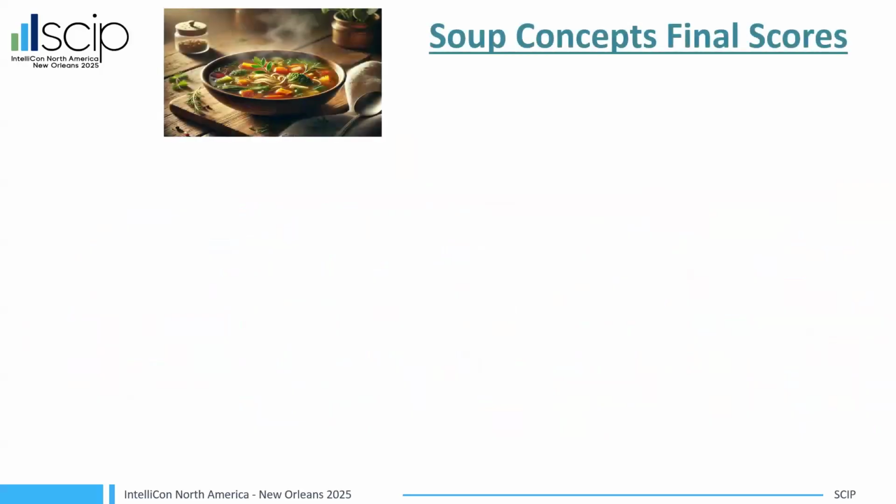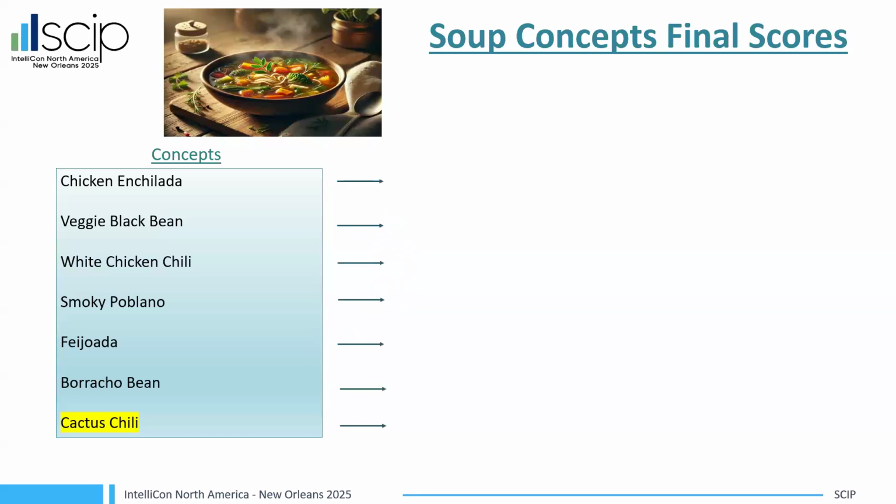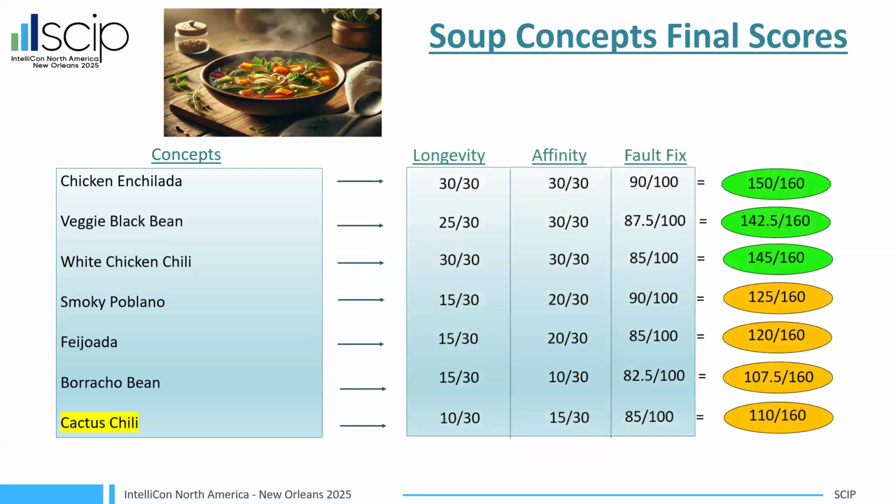So, pulling it all together, this is our little soups concept final score. What the client sees is a scoreboard. We show them that data, but it's easier for them to see this final scoreboard. For this little soup example, this is how they scored. At the time, the little chicken enchilada soup was the winner. It got 30 longevity, a perfect affinity score, and a very, very high fault fix score as well once we took it through the 13 steps.